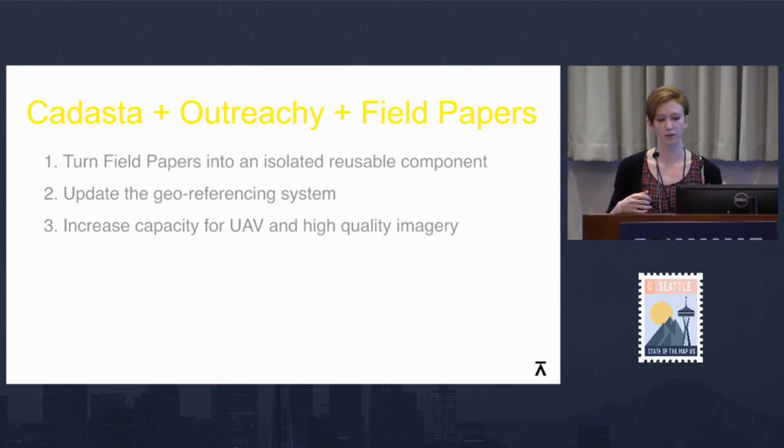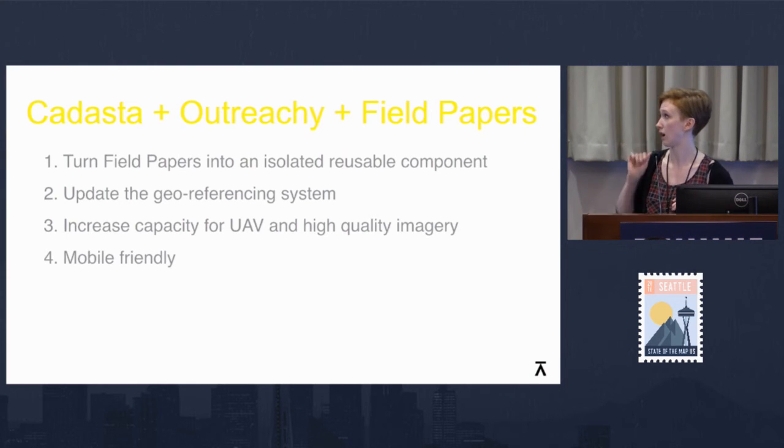We also want to increase the capacity for UAV and high quality imagery. We actually tried to use field papers in Kosovo with the imagery that they had collected, but it wasn't quite set up to handle that. It can handle satellite imagery, but it's not quite ready for that level of detail, and we want to take full advantage of that. And after seeing the Possum talk yesterday, I personally would like to make it mobile friendly.